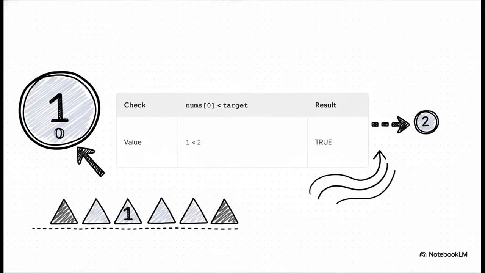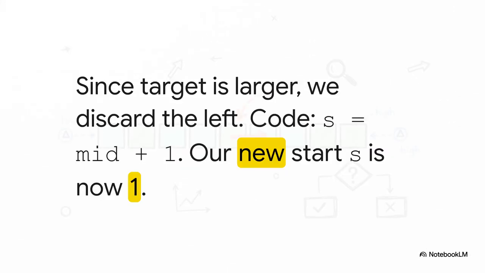And it's time for our next comparison. The value at our new middle, index 0, is 1. So is 1 less than our target, 2? Yes, it is. And that tells us that our insertion point must be somewhere to the right of this position. So the code takes action again. This time, to get rid of that left side, it moves the start pointer, S, to be one spot greater than the middle. Our new S is now 1.